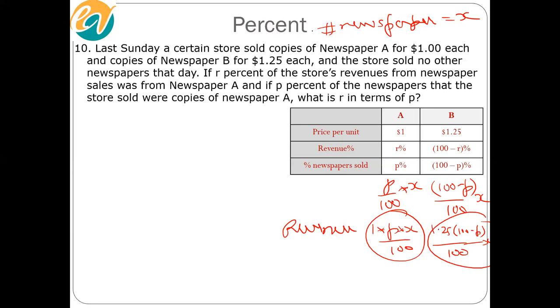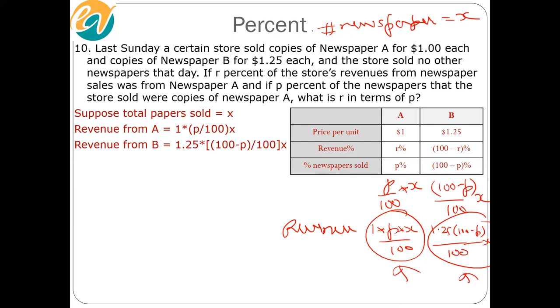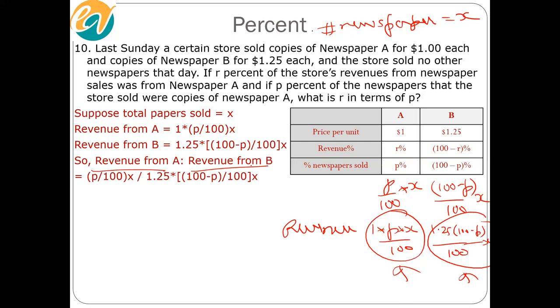So can we find out the ratio of the revenue derived from the sale of newspaper A to that of newspaper B? How do you find out the ratio? Obviously, this divided by this. Now notice this is what I have done. Here is where I am calculating the ratio. Notice X and X will get cancelled from the numerator and denominator, and obviously 100 will also get cancelled. So this is the ratio of revenue derived from the sale of newspaper A to the sale of newspaper B.